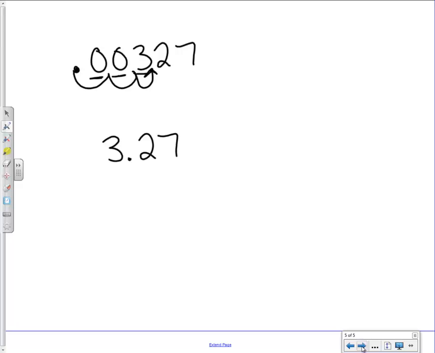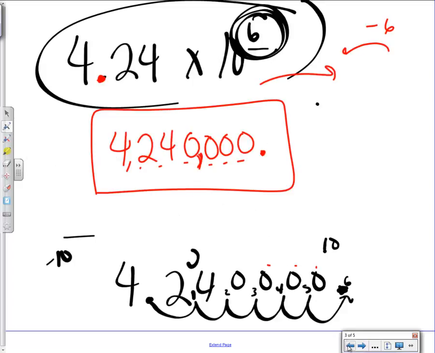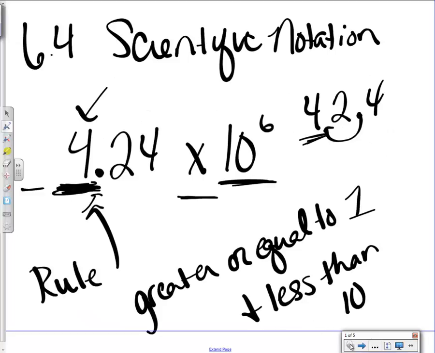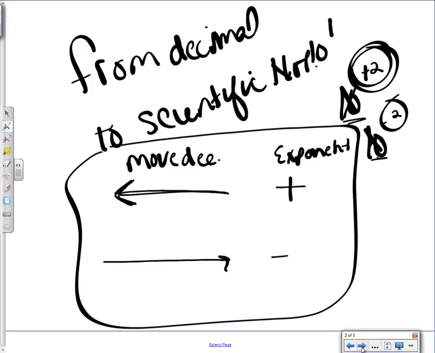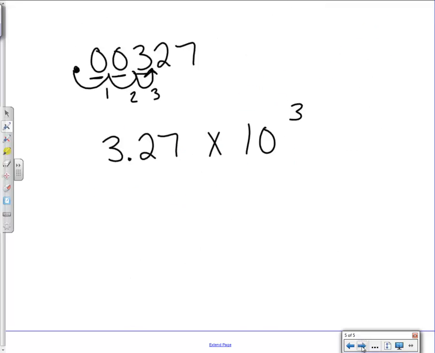So how many times did I move it? 1, 2, 3 times. Okay, so I moved it 3 times, knowing that my exponent is going to be a 3. My question now is, is it a positive or a negative exponent? Well, we're going to go back to those rules that I gave you in the very beginning, right here. It tells me that if I go to the left, it's positive, and if we go to the right, it's negative. I went to the right, so to the right would be negative based on those rules.